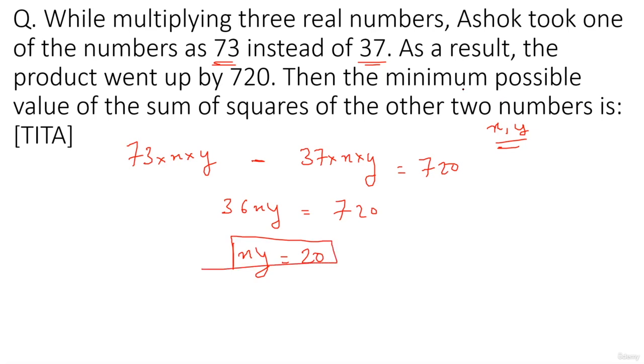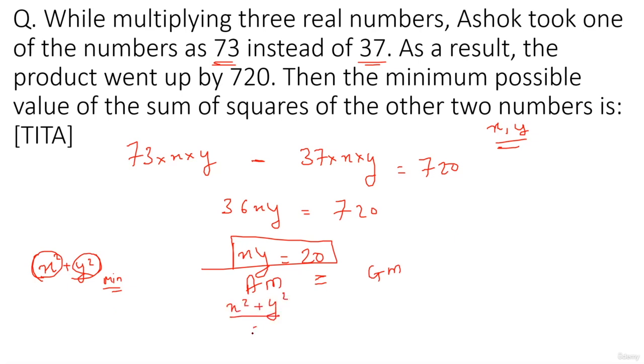Now the question asks you, what is the minimum possible value of sum of the squares of the other two numbers? So they're asking you, what is the minimum possible value of x square plus y square का sum? It's the minimum value, right? So now let's take two numbers as x square and y square. We know that the arithmetic mean is always greater than or equal to geometric mean, right? So on दो numbers का arithmetic mean क्या हो जाएगा?